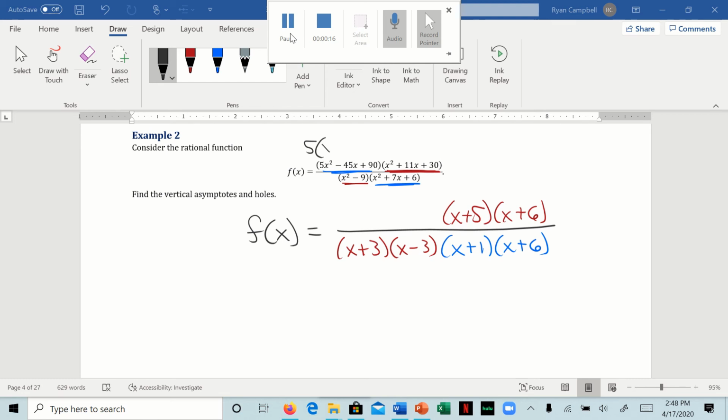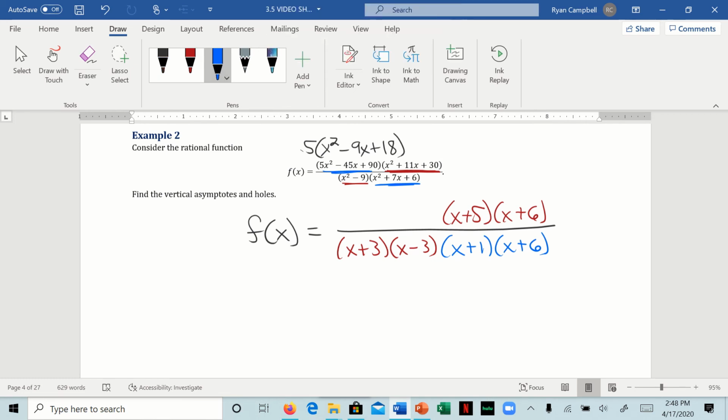Okay, so going back, we can take out a 5, and when we do that, we end up with x squared minus 9x plus 18. So what two numbers multiply to get 18 and add to get negative 9? Hopefully we can see that would be negative 6 and negative 3.